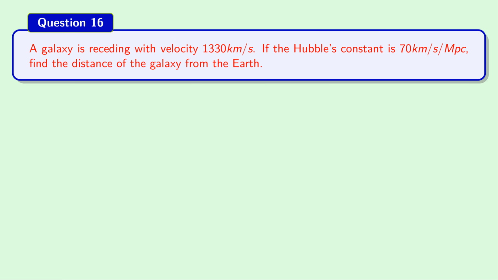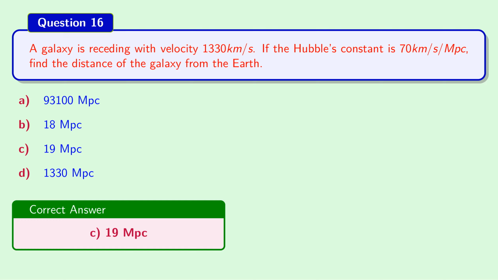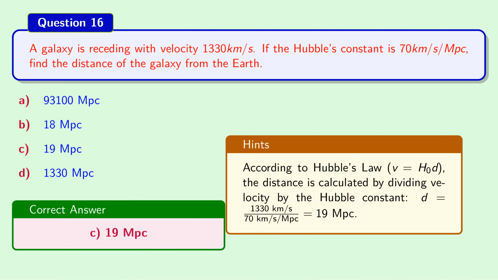Question 16. A galaxy is receding with velocity 1,330 km per second. If the Hubble's constant is 70 km per second per megaparsec, find the distance of the galaxy from the Earth. Here are the four options: A, 93,100 megaparsecs, B, 18 megaparsecs, C, 19 megaparsecs, D, 1,330 megaparsecs. Correct answer is option C, 19 megaparsecs. Quick tip for this question.